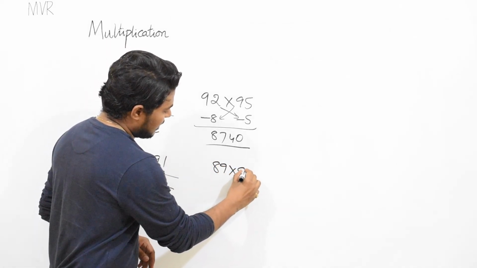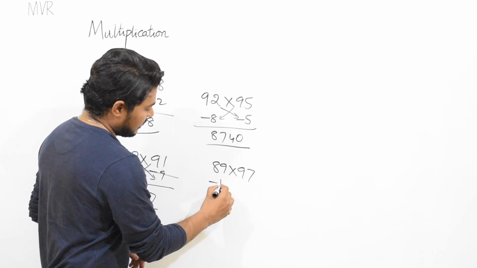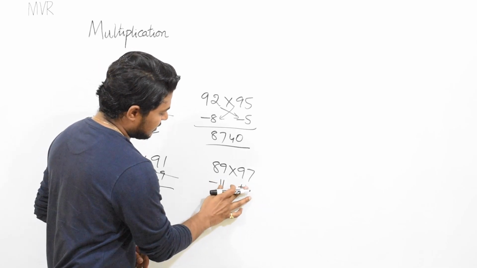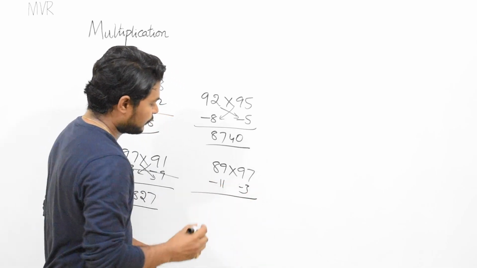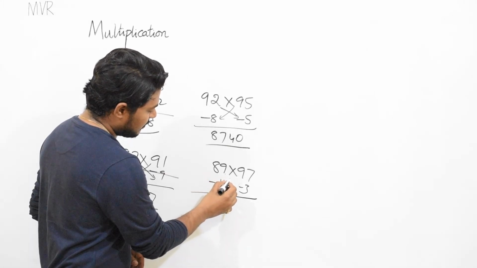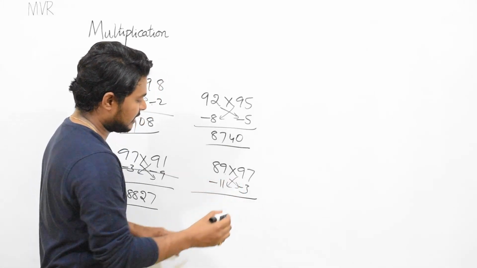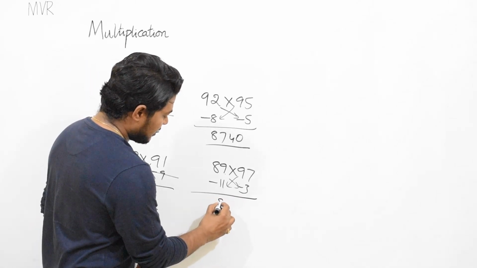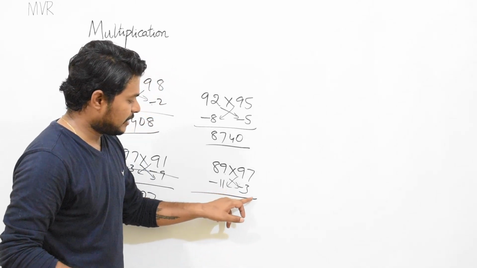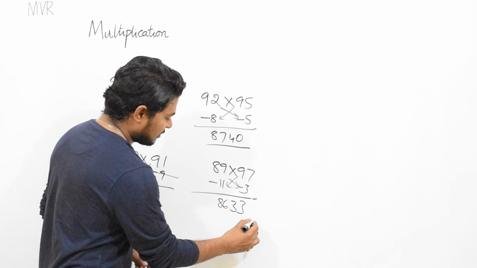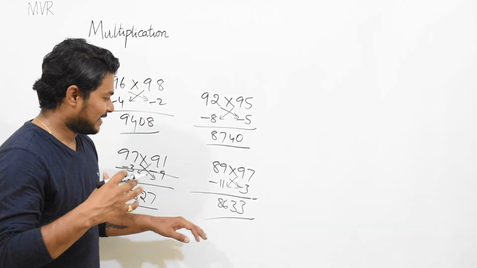89 into 97. This is minus 11, and this is minus 3. Here you can subtract 89 minus 3 or 97 minus 11. 89 minus 3 will be 86, and here 11 into 3 will be 33. Seeing, right? We will multiply.